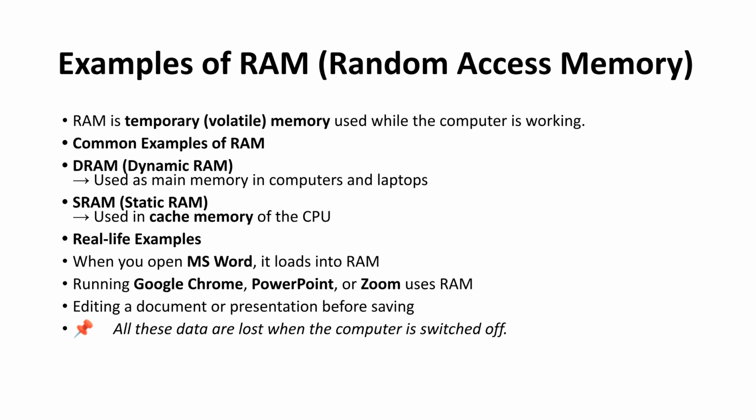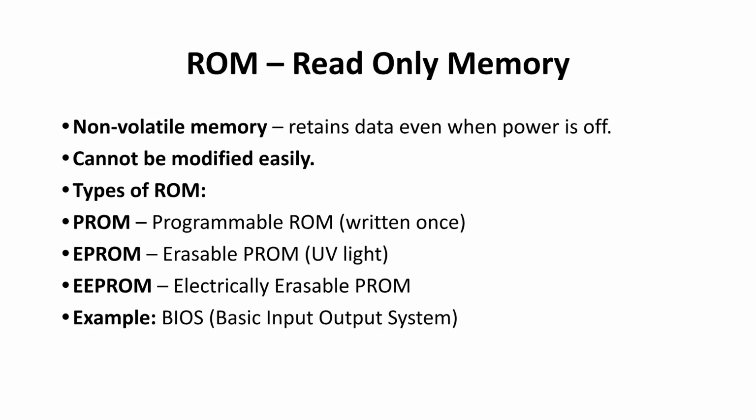Secondary storage devices are used for long-term, permanent data storage and are not directly accessed by the CPU. They offer larger capacity, are more economical, and are often portable. Key features of secondary storage include being non-volatile, having a large capacity, and being slower than primary memory. Examples are HDD, CD, and DVD.